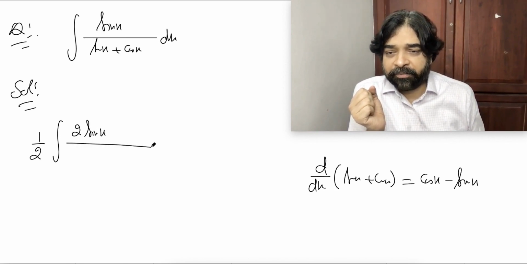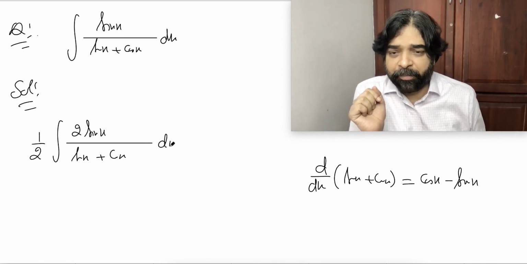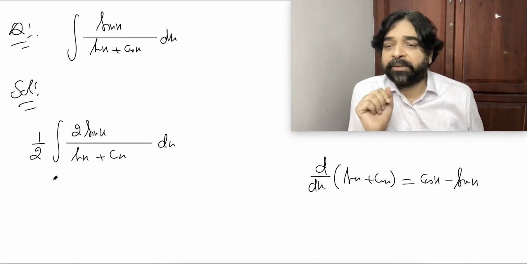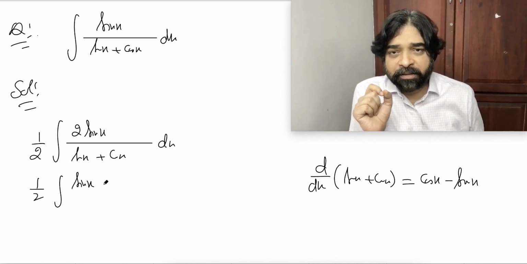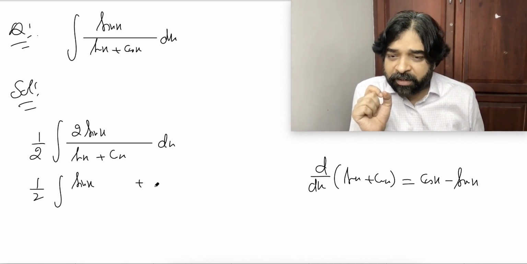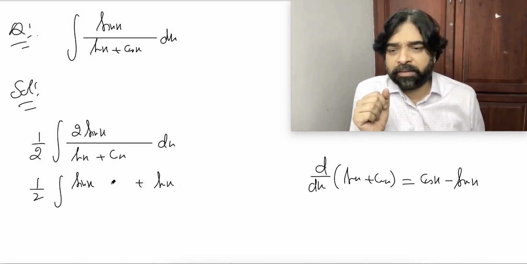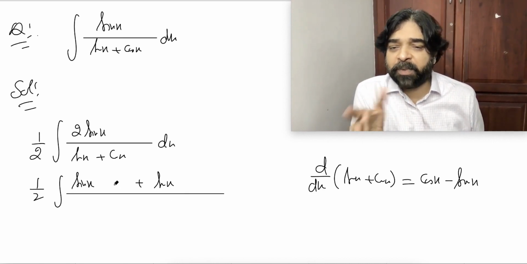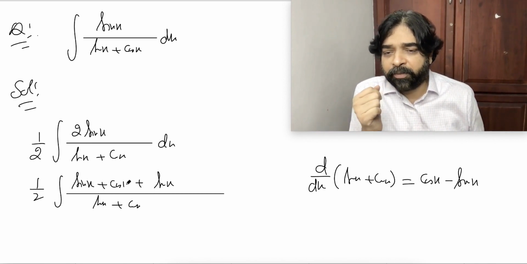I am doing something. Can I write it like this? I didn't do anything, I just multiplied. You'll understand in a bit why I did this. This 2 sin x, can I write it as sin x plus sin x? Yes, we can write it. Why not? So 2 sin x becomes sin x plus cos x, and I am just splitting it, sin x plus sin x. Nothing else I did. Can I do this?